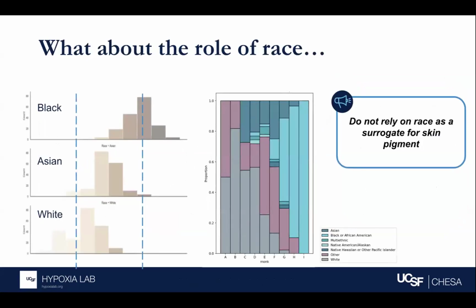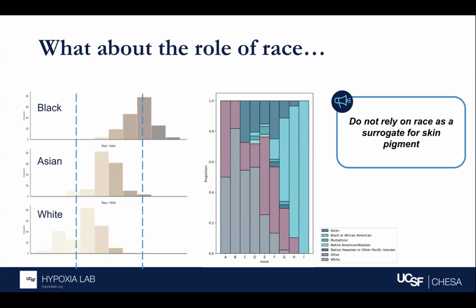The last piece that we had to figure out as well was this issue of race. Most of the studies that linked pulse oximeter bias tried to make the connection with darker skin pigment. We're using race as a surrogate for skin pigment. We have been using self-identified race as well as our skin pigment data to try and look at correlation.